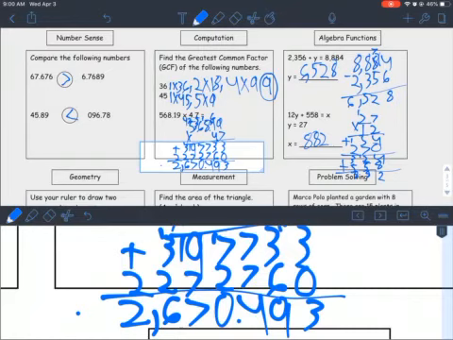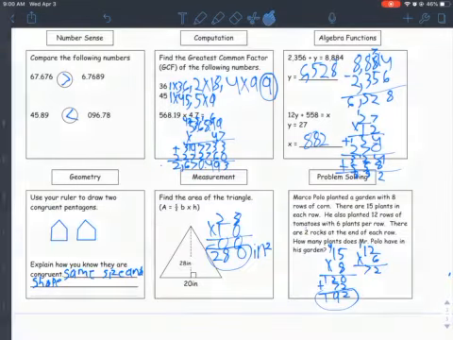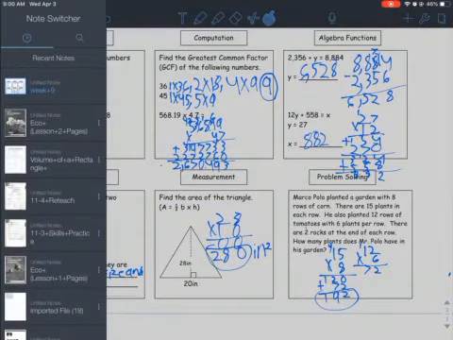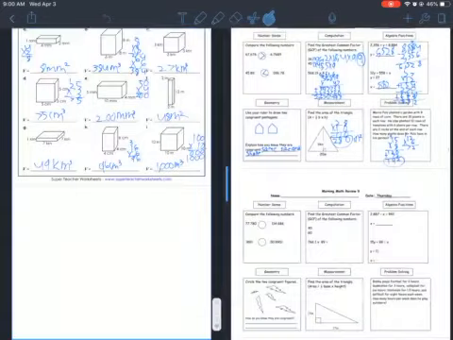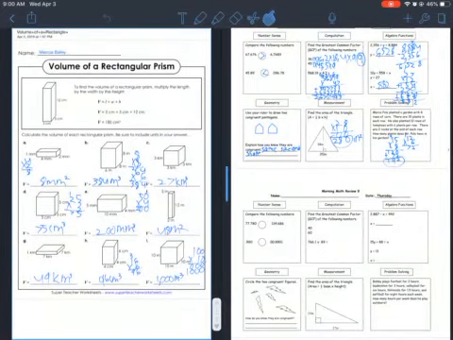While I'm reading this mystery number, so we're ready to go right when we get back from our restroom break, I want you to pull out your volume practice from yesterday. The island practice. I know you submitted it, but I want to go over a couple of problems so we're on the same page.